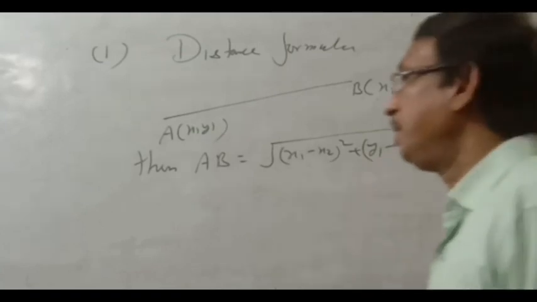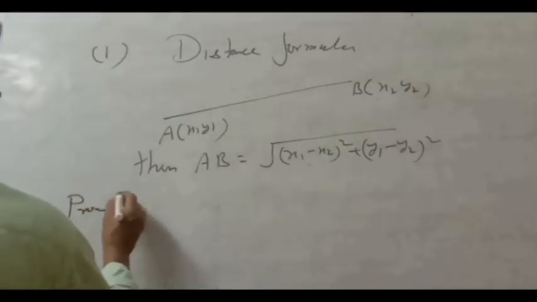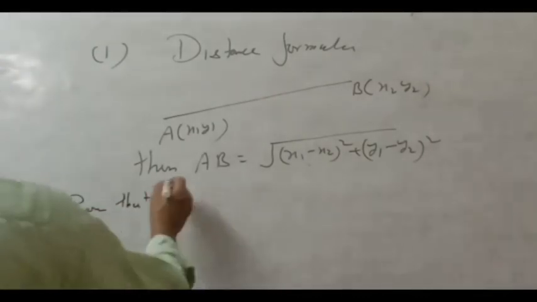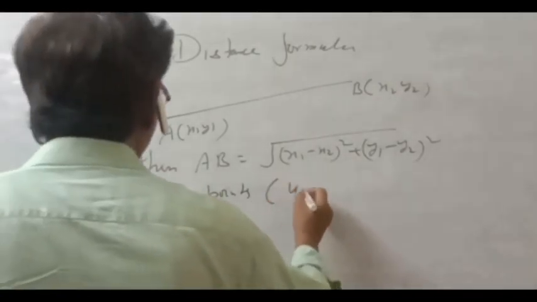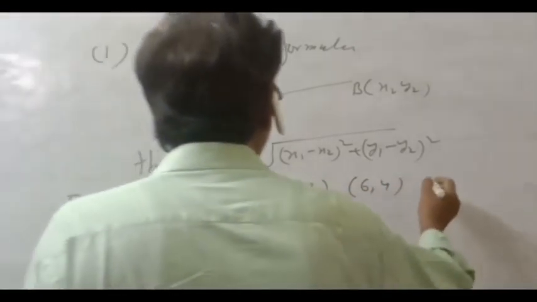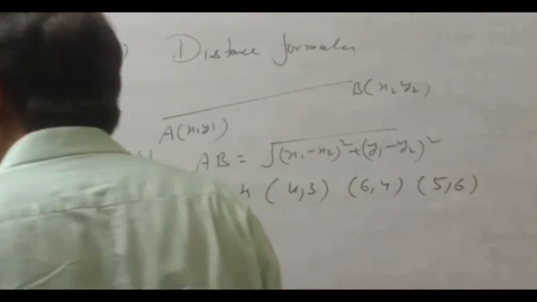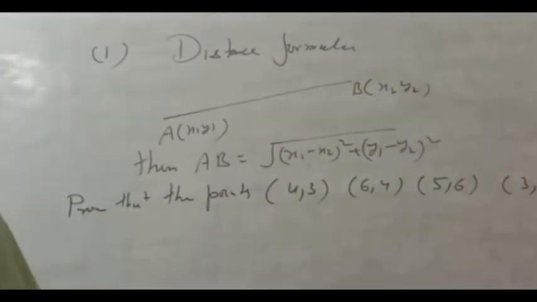For example, prove that the points (4, 3), (6, 4), (5, 6), (3, 3) are the vertices of a square.